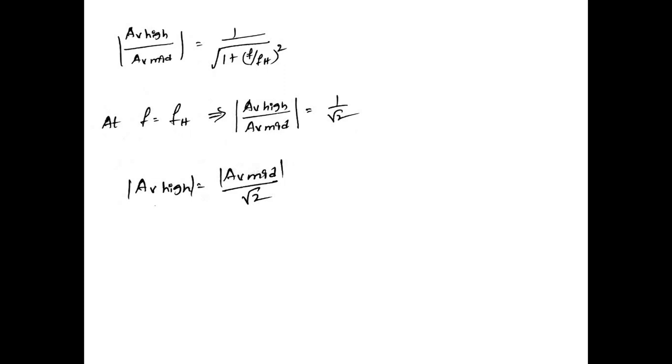This is what we have derived for both the lower cutoff and the upper cutoff. At the lower cutoff, AV low is equal to AV mid divided by root 2, as well as AV high is equal to AV mid divided by root 2. This is the analysis for the two-stage RC coupled amplifier.